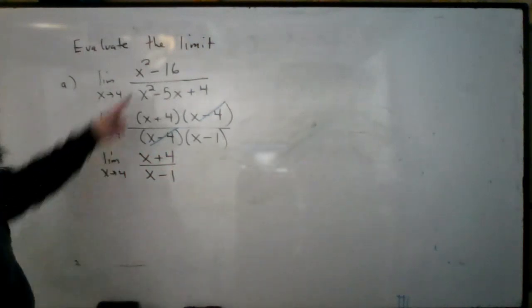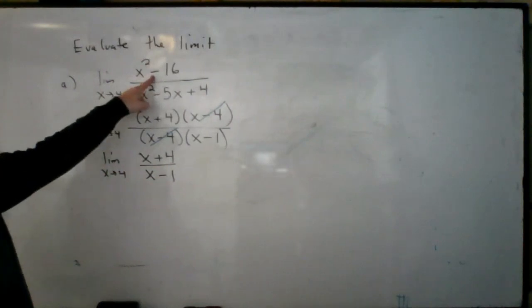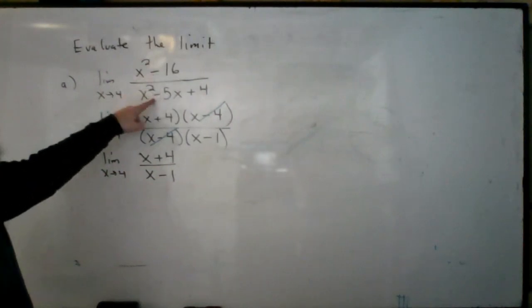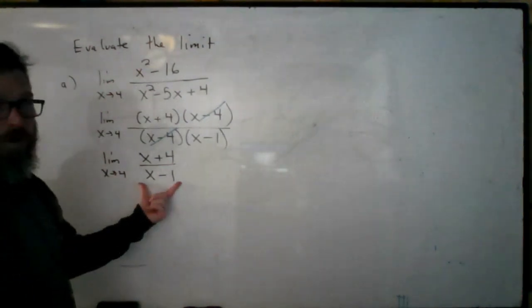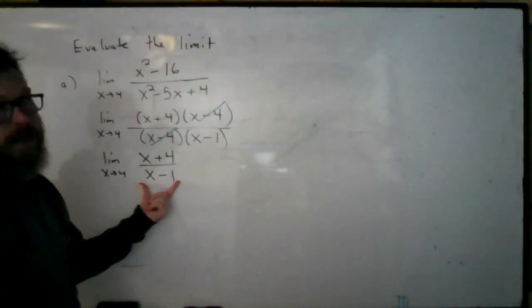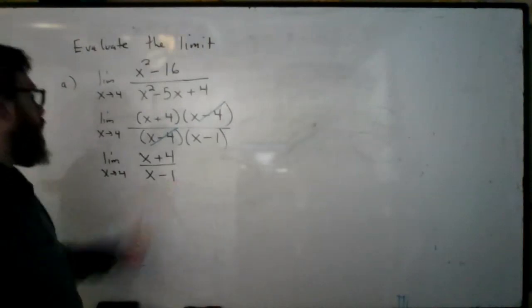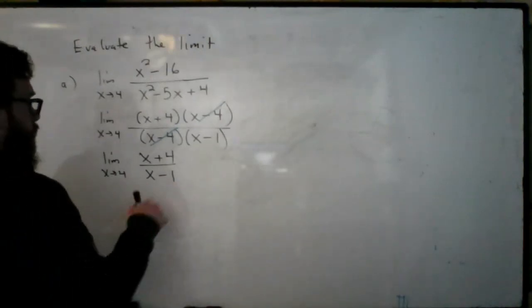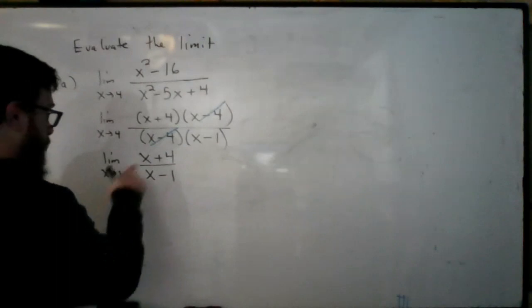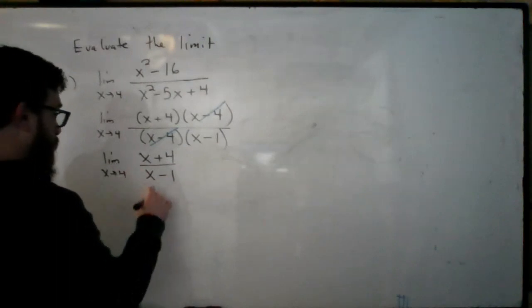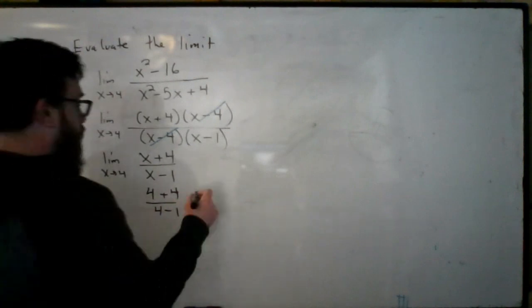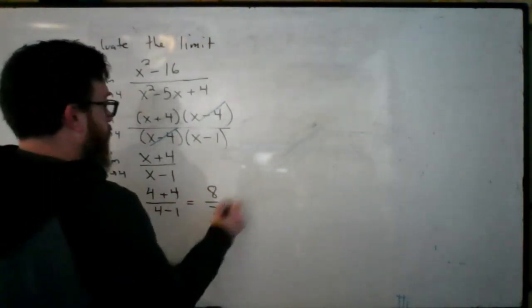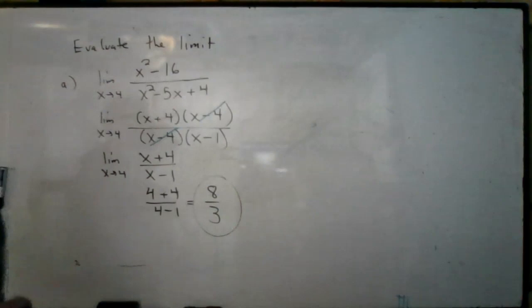Now, no, I can't plug in 4 in here. If I plug in 4 in the numerator, it'll become 0. If I plug 4 in the denominator, it'll be 0. So we have 0 over 0 again. But I can plug 4 into this expression. This expression doesn't have that hole at x equals 4. So I can just plug it in. Plug in 4 into x in both locations: 4 plus 4 all over 4 minus 1. So this is going to be equal to 8 over 3. So that's the evaluation of this thing's limit.